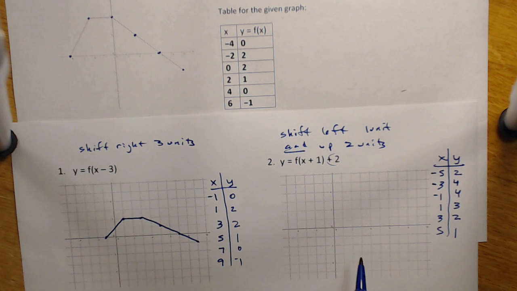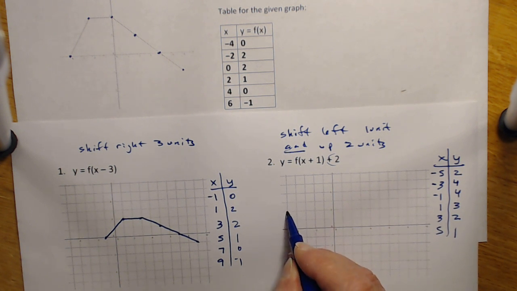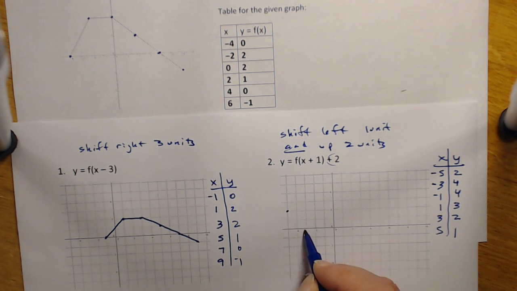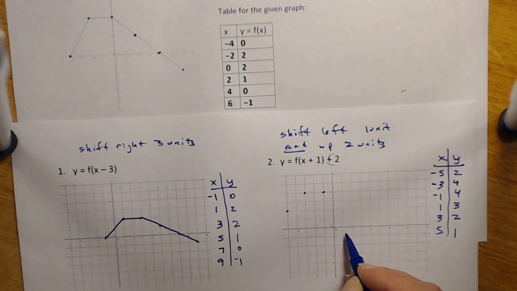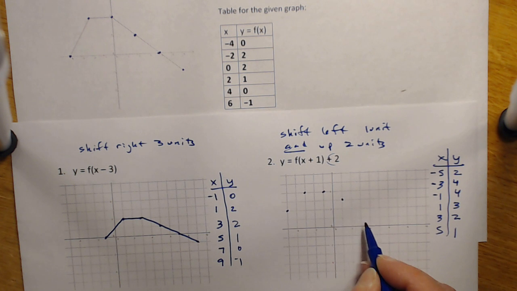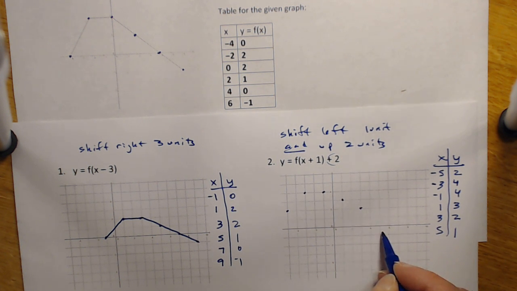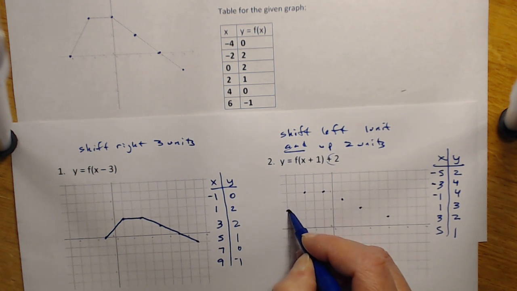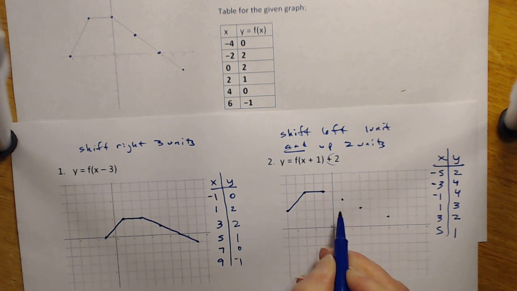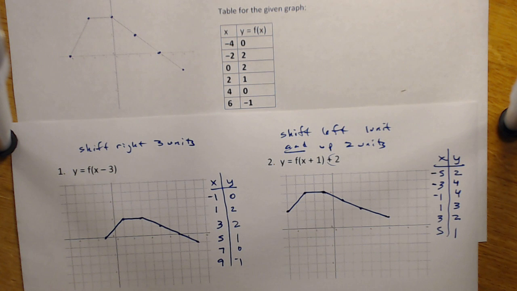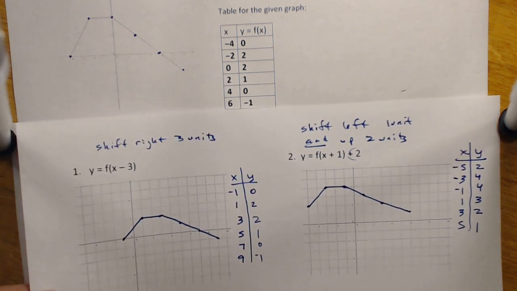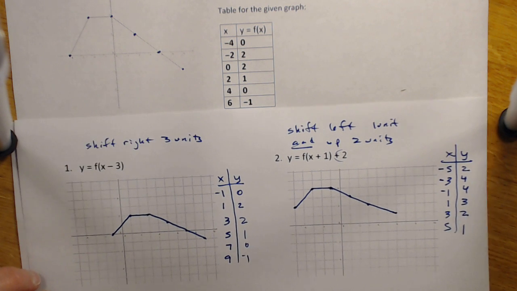And again, to do the graph, we just plot all those points: negative 5, 2; negative 3, 4; 1, 4; 1, 3; 3, 2; 5, 1. So just another way to look at some of these shifts using tables.